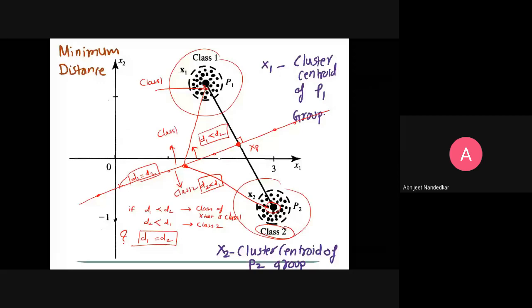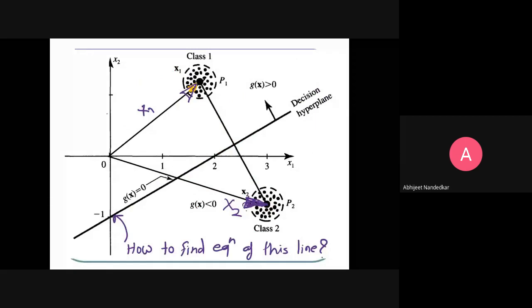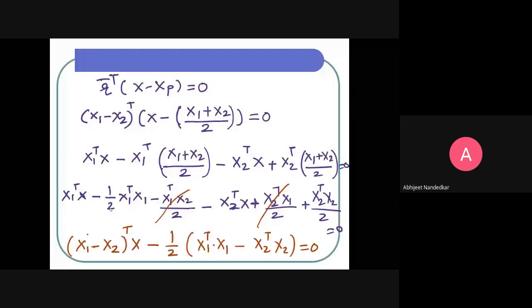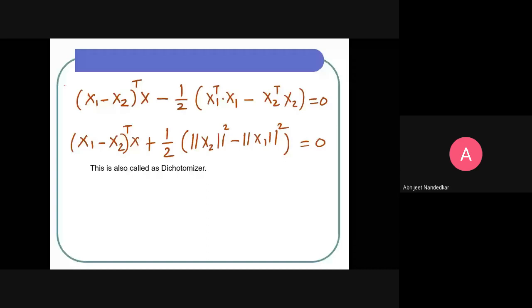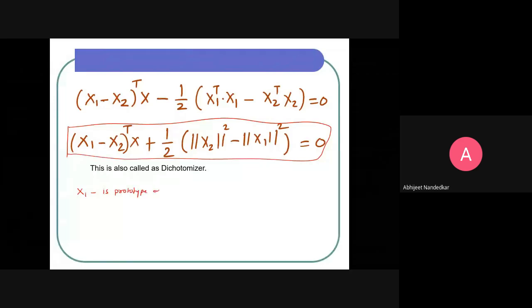Now question is how to find out this line equation, the decision surface, from the given samples. So then we can see the small derivation based on the distance itself. So yesterday we saw this and we found this as our discriminant function or the decision line. So what is x1? x1 is the prototype of class 1. x2 is the prototype of class 2.